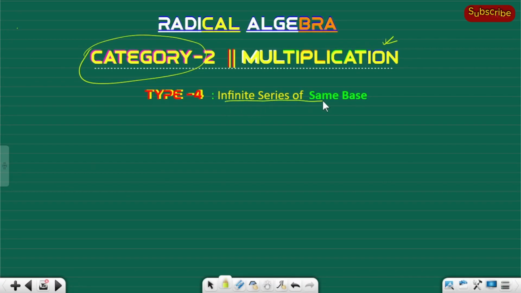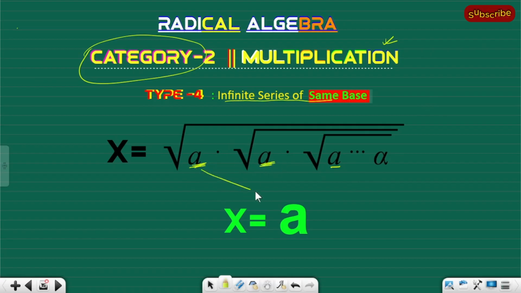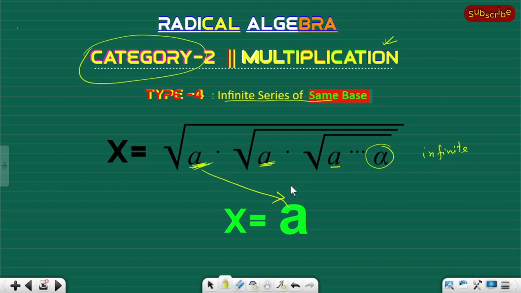Infinite series of same base. Base means this, right? If the base is same, then the answer is the base itself. A is the base here, and it goes up to infinity. This is not finite, it is infinite. In an infinite series, if the base is same, then the answer is the base itself, A. Let's see examples. We can understand easily through examples.